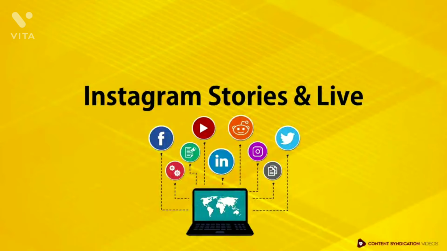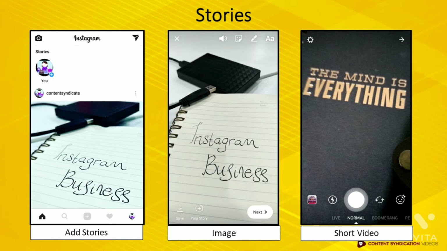Another way for you to showcase your content is through Instagram Stories and Live. To begin using Instagram Stories, all you need to do is click the camera icon on your homepage on the top left of your screen. When you do, you'll be under the default option of Instagram Story. You can choose to capture an image or a short video by holding down the capture button.